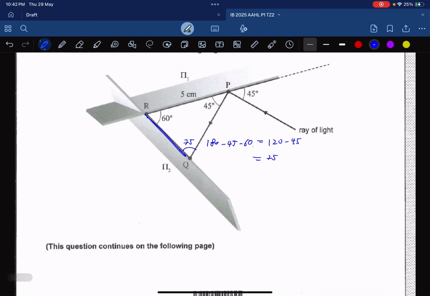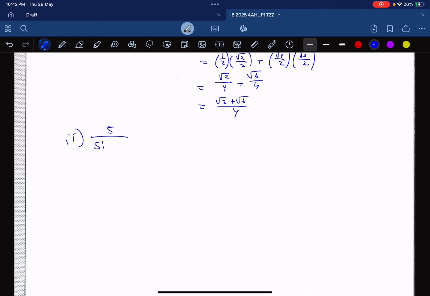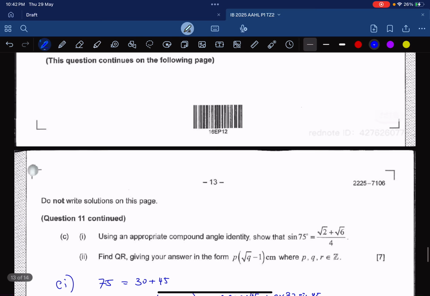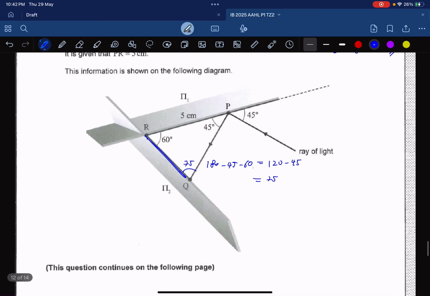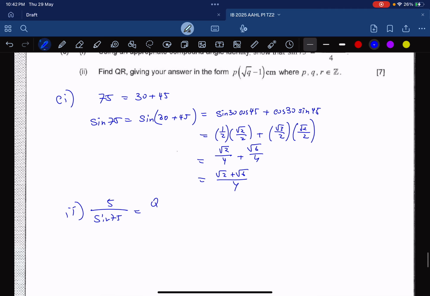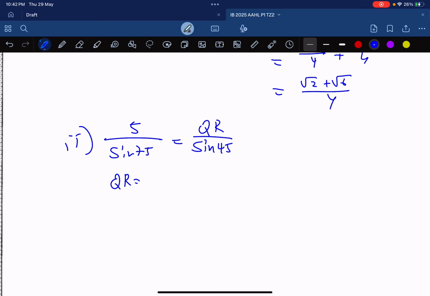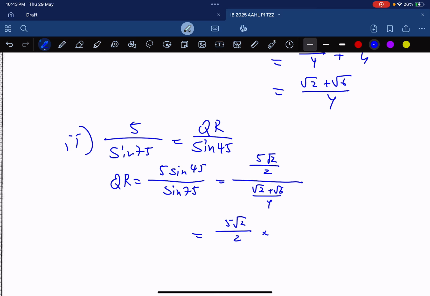So 5 over sine 75 equals to QR over sine 45. So QR is the same as 5 times sine 45 over sine 75. Sine 45, we know that already. So root 2 over 2, right? So root 2 over 2 divided by the ugly thing that we proved just now. So just write it back as a fraction, so times 4 over root 2 plus root 6.